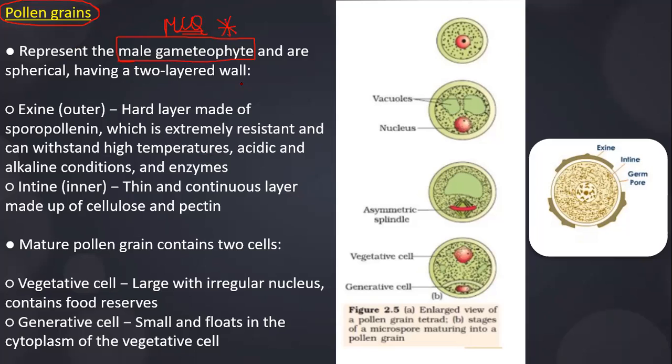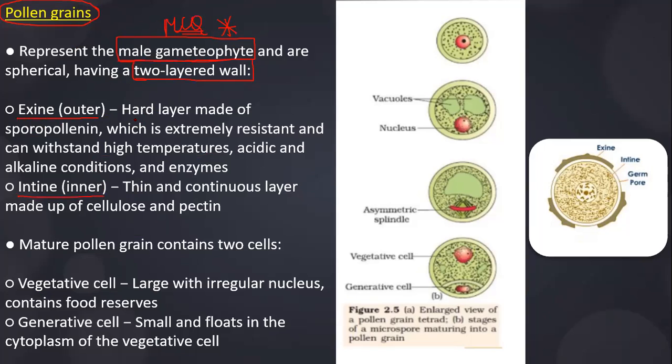Repeated MCQ question: it has mainly 2 wall layers. The pollen grain is known as the male gametophyte, and inside the male gametophyte only you will have the male gametes. So the pollen grain represents the male gametes, and 2 wall layers are there. It has an outer layer, the exine, and an inner layer, which is known as the intine.